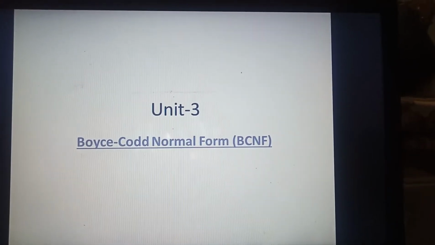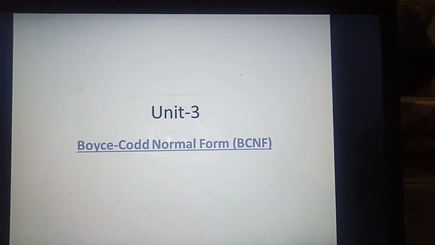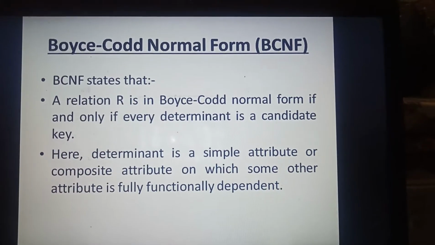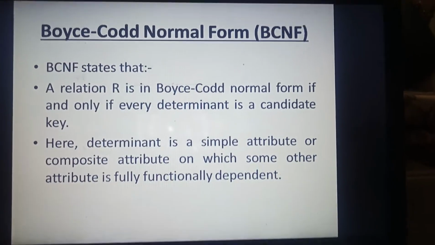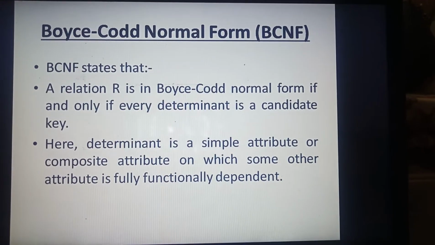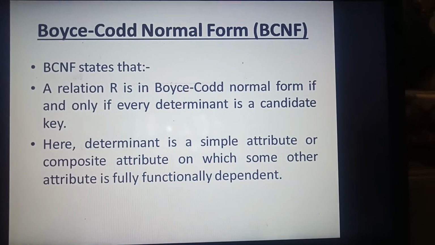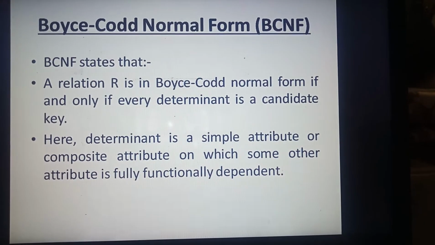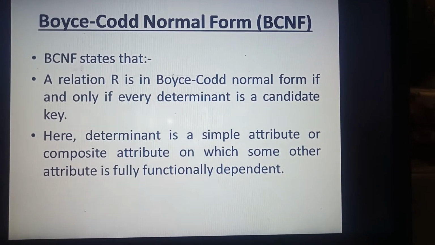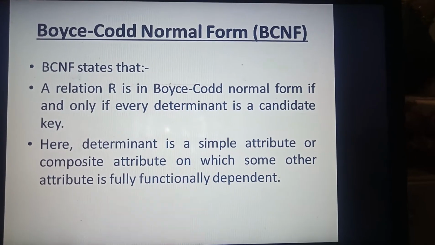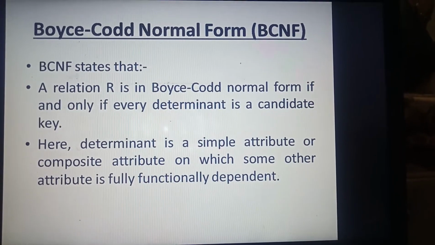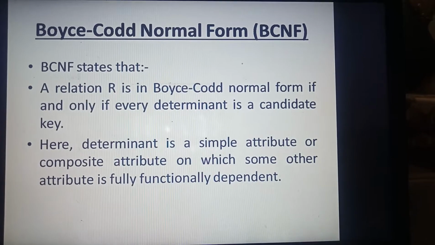In this video, I will discuss the topic Boyce-Codd normal form. It is also known as BCNF. So BCNF states that a relation R is in Boyce-Codd normal form if and only if every determinant is a candidate key. Now here, a determinant is a simple or composite attribute on which some other attribute is fully functionally dependent. Now if A determines B, then A is the determinant.